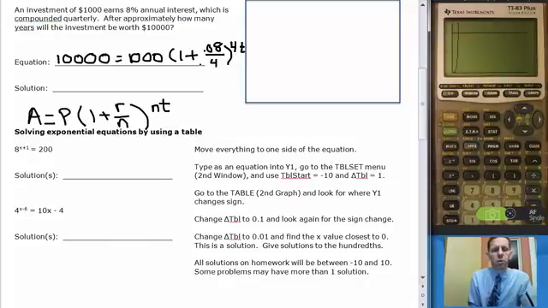This is a tougher equation to solve algebraically. To solve it graphically, we use the same method we did last time. What I'd like you to do is type in 10,000 for your y1. The right side of the equation, 1,000 times 1 plus 0.08 over 4 to the 4t power on the right side. I would suggest putting your exponent in parentheses. And see if you can find the intersection point for this problem right here. We'll pause the video and we'll go over your solution in just a moment.